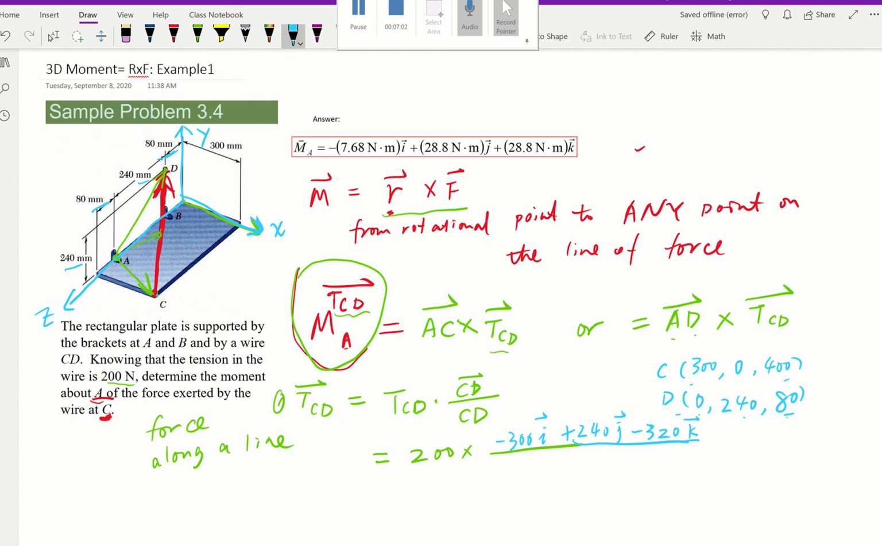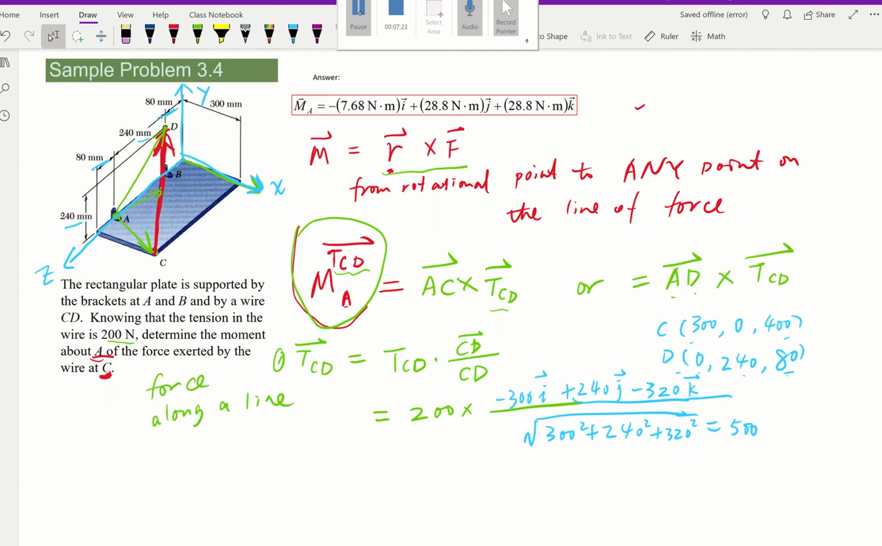Okay. Then the rest, we're just going to figure out the distance from C to D. So using Pythagorean theorem twice, we should be able to get the distance between them. Let's pause, see what we have. So the answer I have here is 500. So we get 500, and then we can go ahead and simplify it.